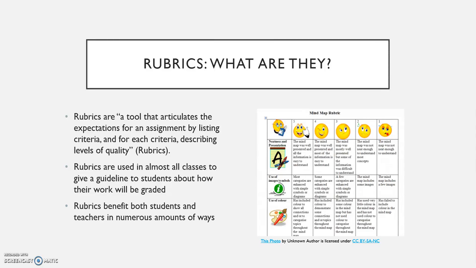For rubrics. So rubrics are very interesting to me, as you'll hear about later. They are a tool that articulates the expectations for an assignment by listing criteria, and for each criteria, describing levels of quality. So here I have an example rubric for a mind map assignment where you can see 5 is obviously where they did the best, 4, 3, 2, 1. So the student for this class would have a chance at 15 points, or none, of course. And they're used in almost all classes to give a guideline to students about how they work and how they'll be graded, and they really benefit both the students and the teachers in numerous ways.